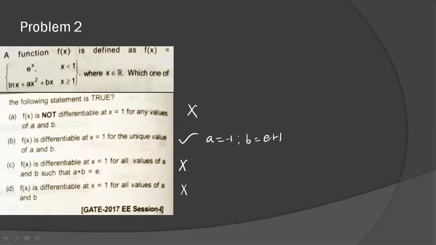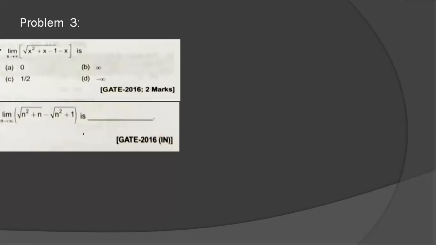So f(x) is differentiable only for this set of values. We cannot claim it for all values, because the option says any value, but we got one value. It means this option is not correct.